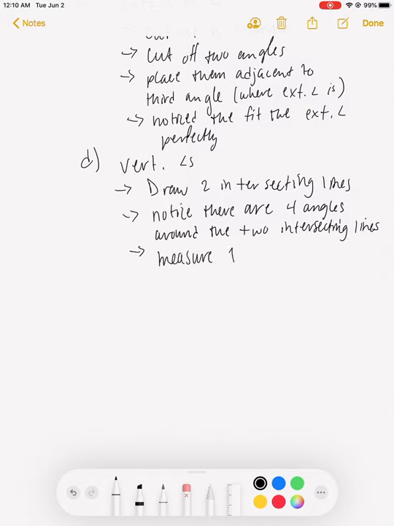You measure one angle and use angles on a line to find the rest. You want to notice that the angles across from each other are equal.